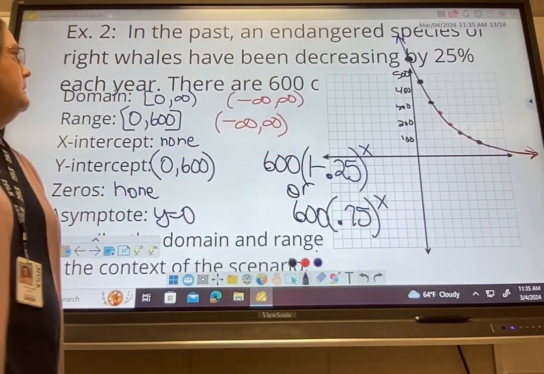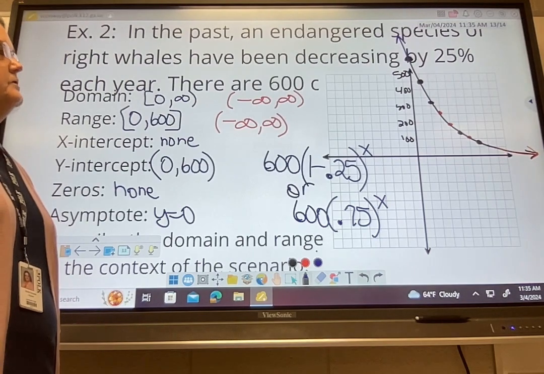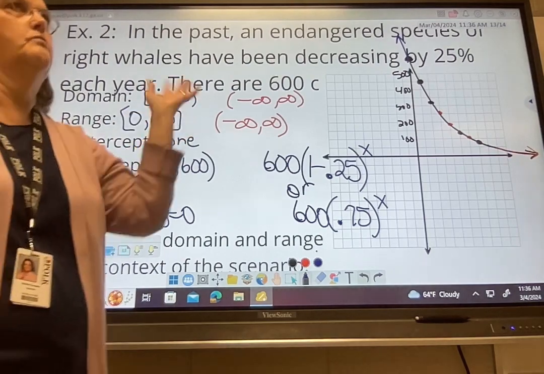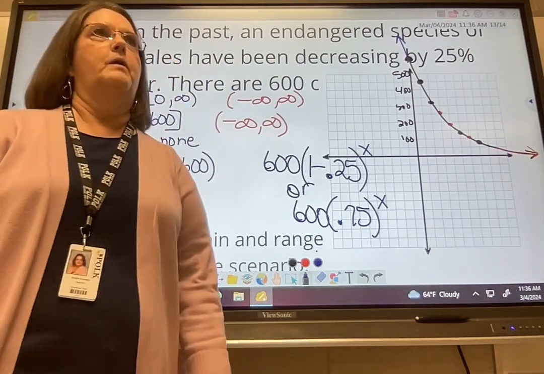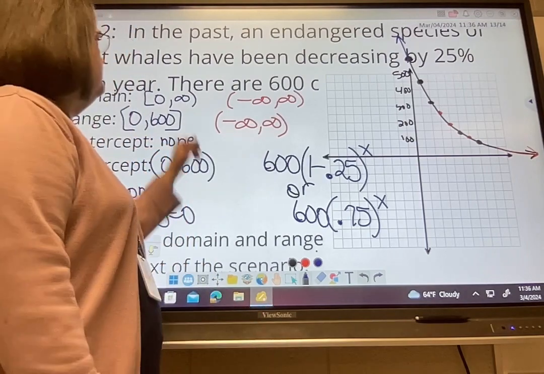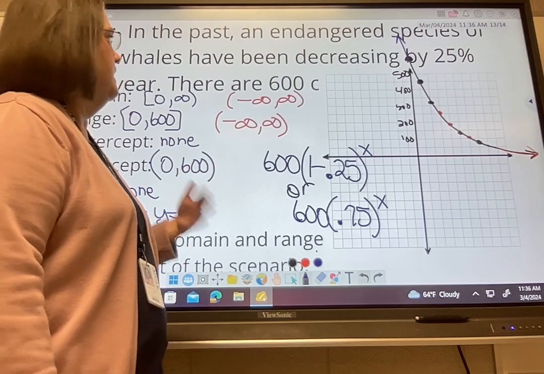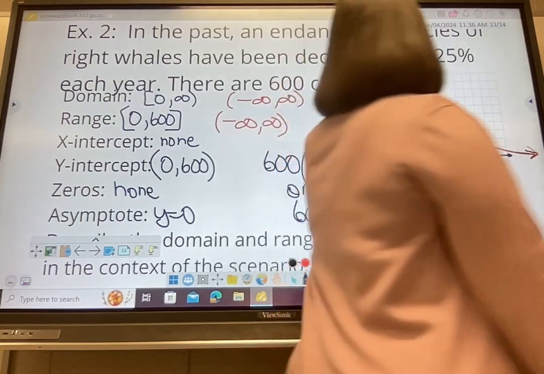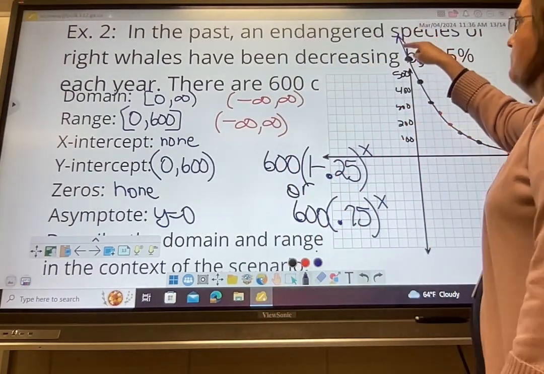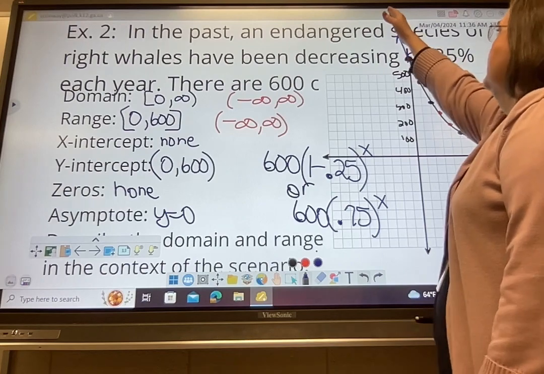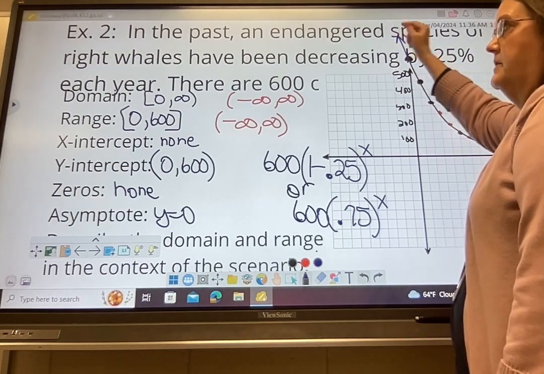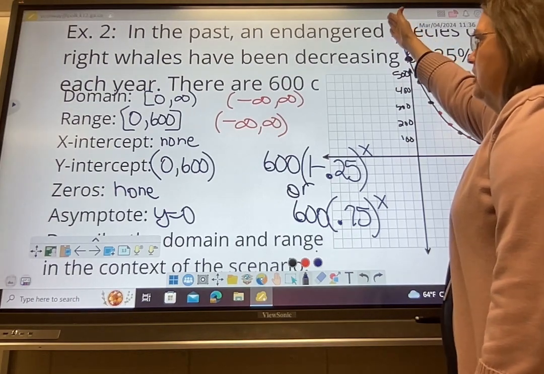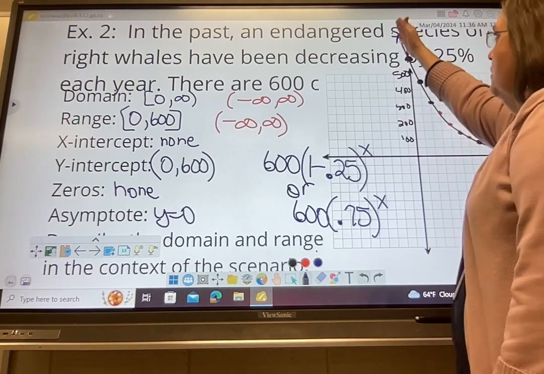But there it is. So our domain is the number of years. Like I said earlier, you cannot observe for an infinite number of years. So whatever they tell you, if they say scientists observed the right whale population for 10 years, then you would put 10 here if I had an end on it. All right, and again, this doesn't go past this point because there are only 600 right whales right now. So it's not going to, if it's decreasing, unless we do something to take care of that endangered species. But this is my theory.